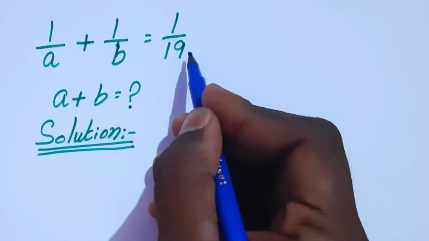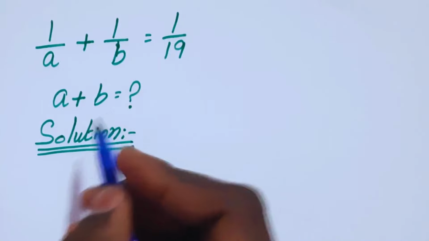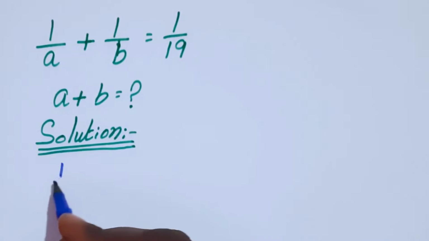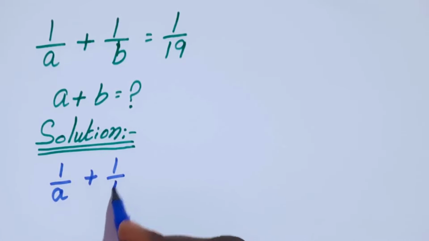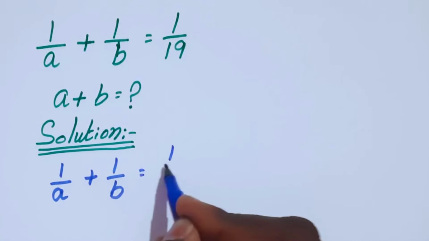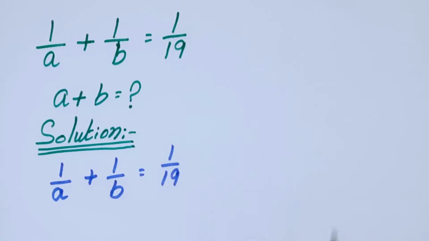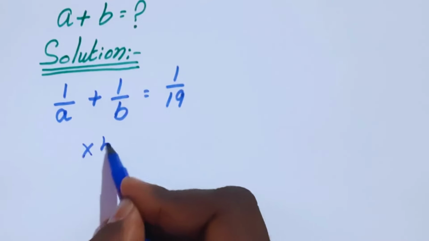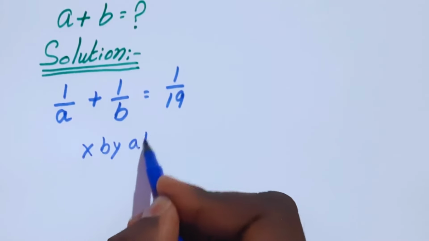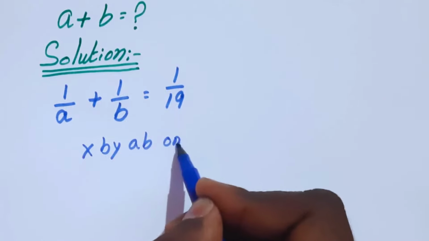Today we are going to solve this problem to find A and B. Solution: 1 by A plus 1 by B equal to 1 by 19. Now we are going to multiply by AB on both sides.